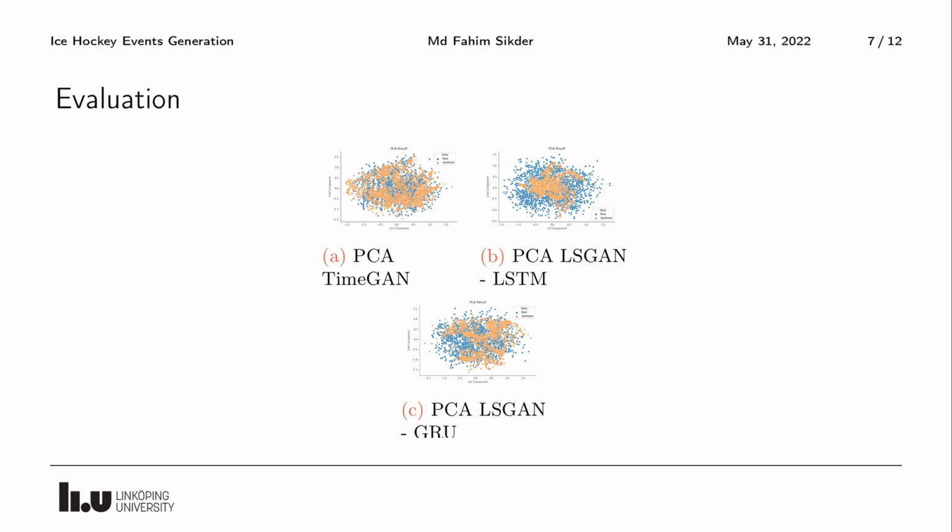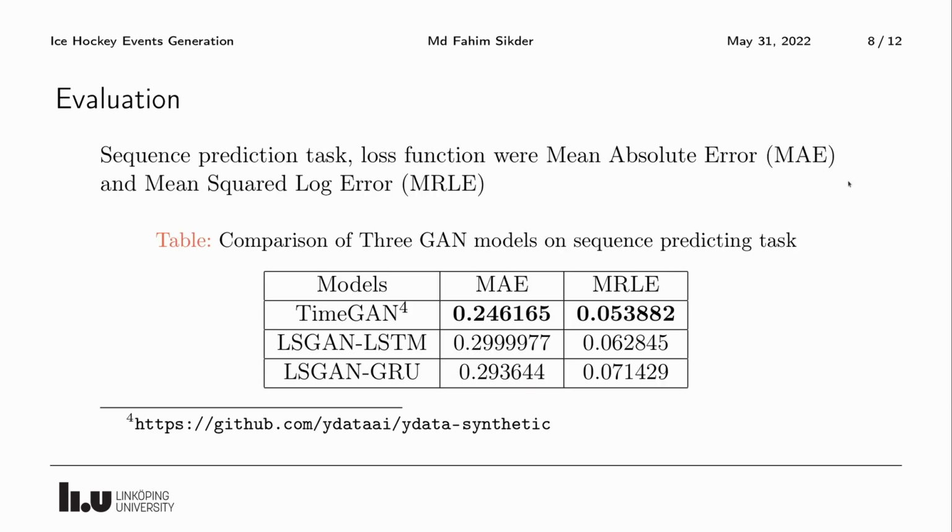Here we can see the PCA plots of 3 generative models. Each dot here represents one sequence of data, and blue dot represents the original data, and the orange one is synthetic data. If a generative model learns the distribution perfectly, the blue and the orange dot would overlap. Here we can see that the TimeGAN learns distribution better than the other 2 models.